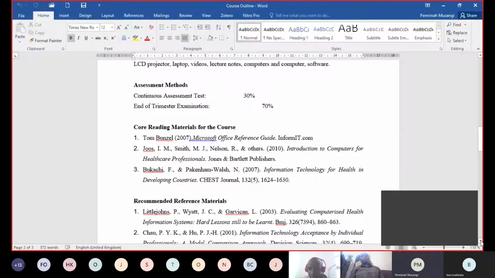As we go along, we'll discuss how we are going to have the continuous assessment test, because the end of trimester exam will be later after this pandemic. In terms of the core reading materials, I'll be giving reading materials every topic. Once we cover every topic, I'll have a slide on electronic further reading materials you can consult to beef up your understanding of what we have covered in class.